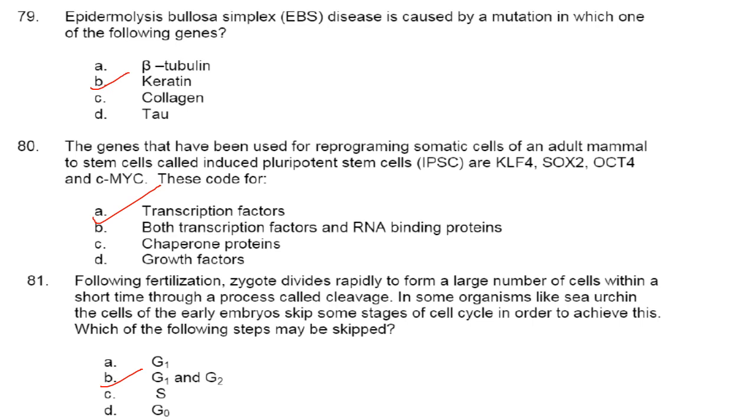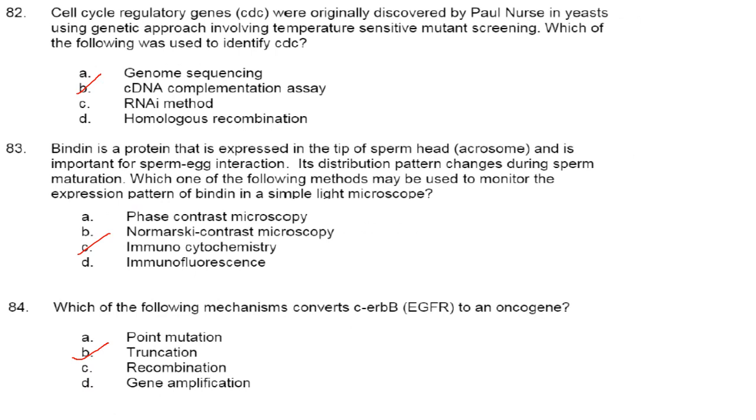Following fertilization, the zygote divides rapidly to form a large number of cells within a short time through a process known as cleavage. In some organisms like sea urchin, the cells of the early embryos skip some stages of the cell cycle in order to achieve this. Which of the following steps may be skipped? So it can be G1 and G2 phases that may be skipped. Answer is option B.